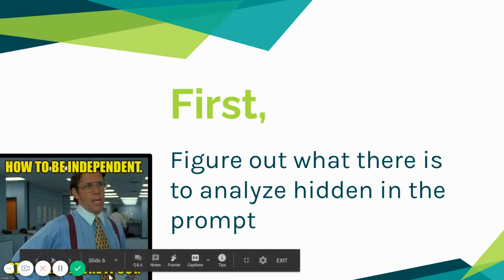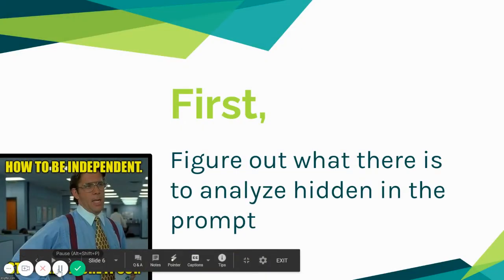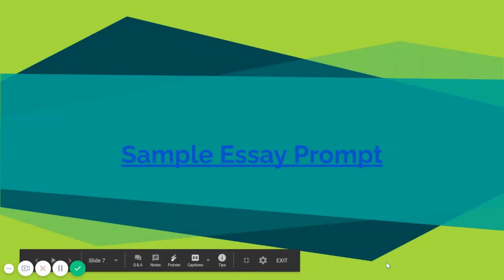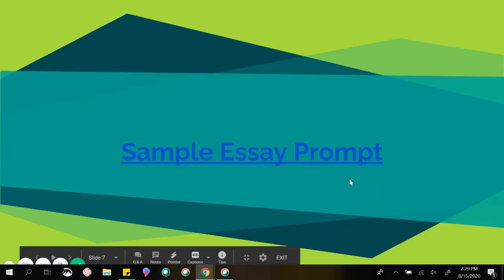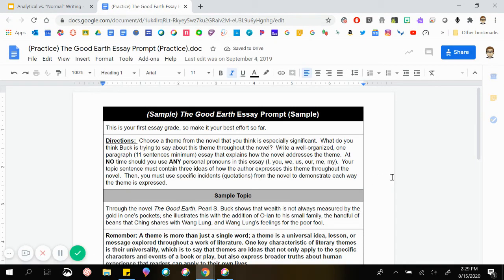So I suppose I should have kept that over here. Oh, let's go back. I'm going to drag this. Well, it says how to be independent, and step one is figure it out. Okay, so here we go. We're going to take a look at a sample essay prompt here, okay? And that's going to pull up this prompt, right? So this is a sample Good Earth essay prompt. It is not the Good Earth essay prompt that you're going to be writing.